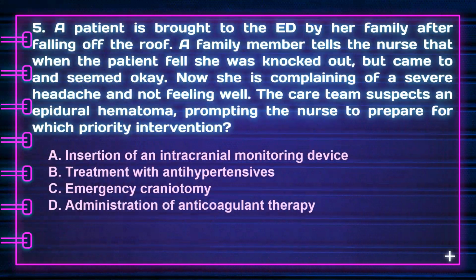A patient is brought to the emergency department by her family after falling off the roof. A family member tells a nurse that when the patient fell, she was knocked out but came to seem okay. Now she is complaining of a severe headache and not feeling well. The care team suspects an epidural hematoma, prompting the nurse to prepare for which priority intervention: A, insertion of an intracranial monitoring device; B, treatment with antihypertensives; C, emergency craniotomy; or D, administration of anticoagulant therapy.